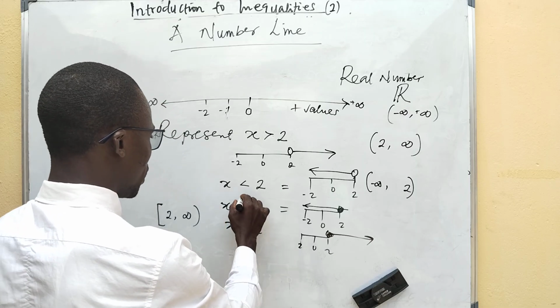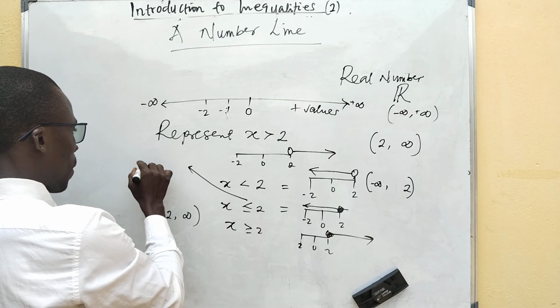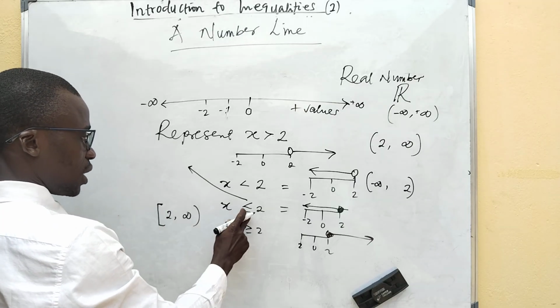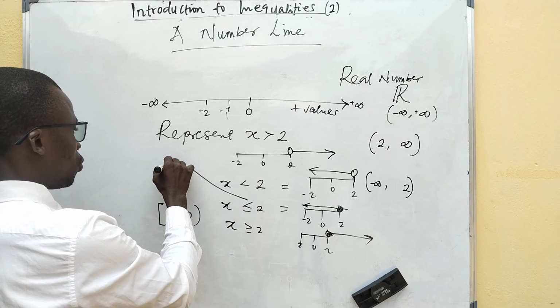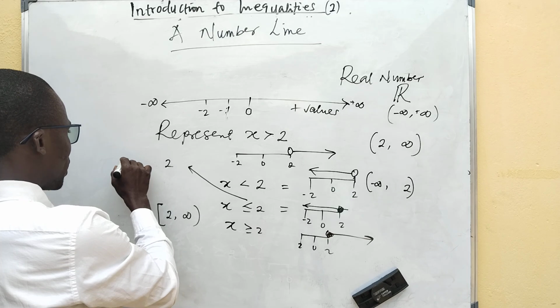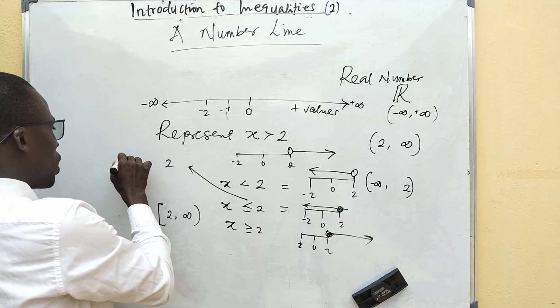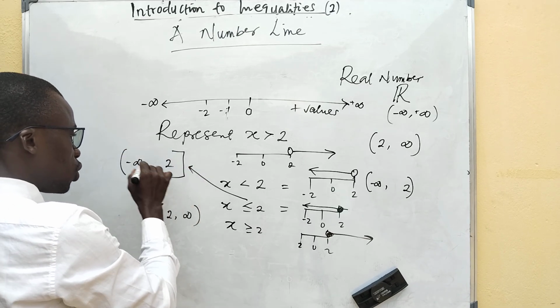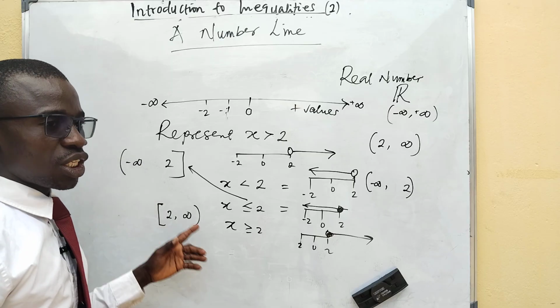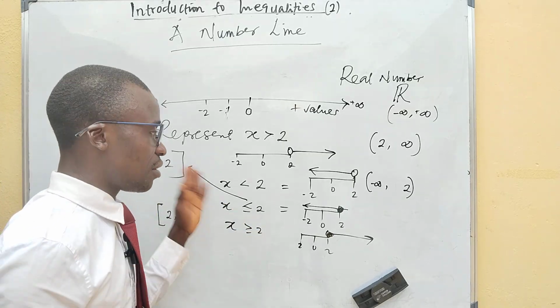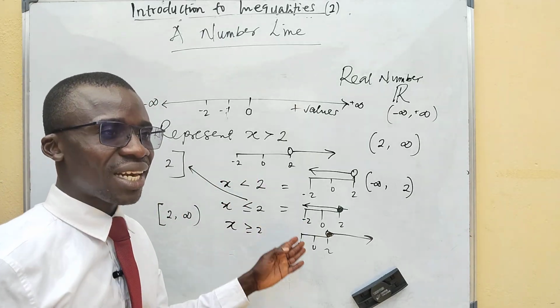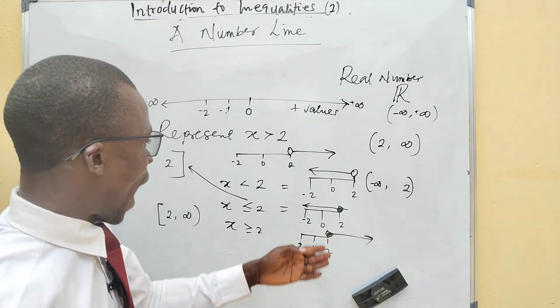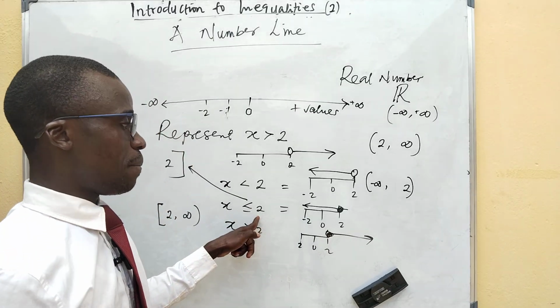Now let me represent this here. So I'm going to have x is less than or equal to 2, which means I'm going to have 2 and negative infinity. So here will be open, here will be closed. Why do we close here? Because if I start from negative 5 to count, I'll count negative 5, negative 3, 0, 1, and 2. 2 will be part of it.